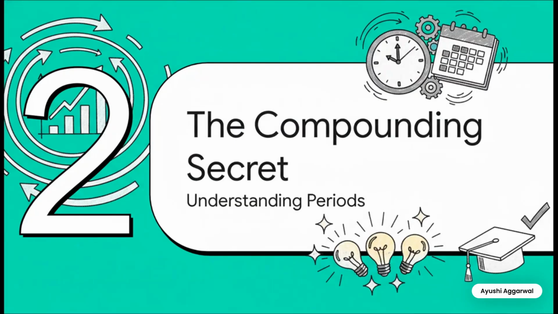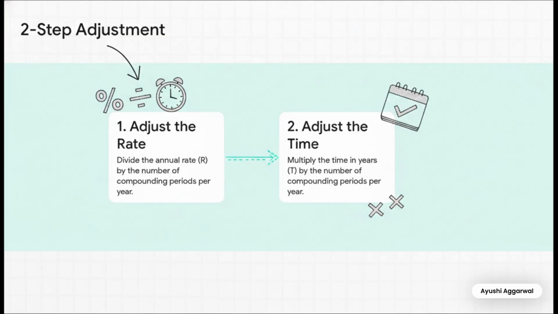Ready? Now this is probably the most important part of today's session. The secret to cracking CI questions in exams like SSC CGL and IBPS PO is understanding the compounding period. This is the exact spot where most students make mistakes, and this is where we are going to become experts. So listen very carefully. So here's the crucial point.